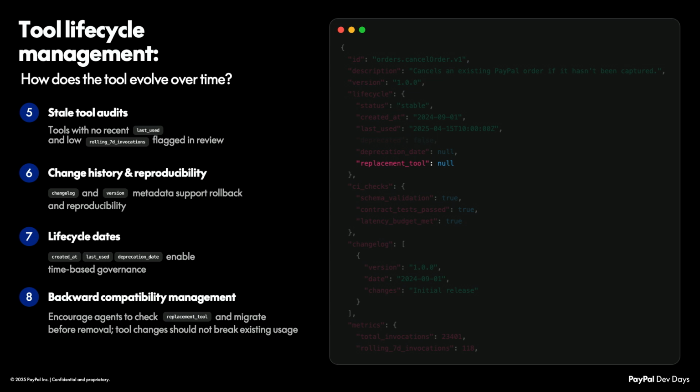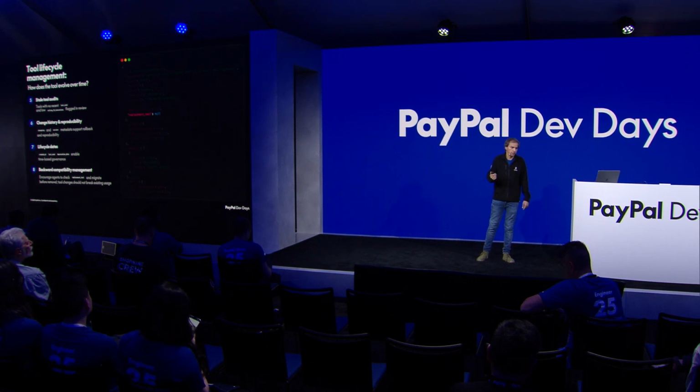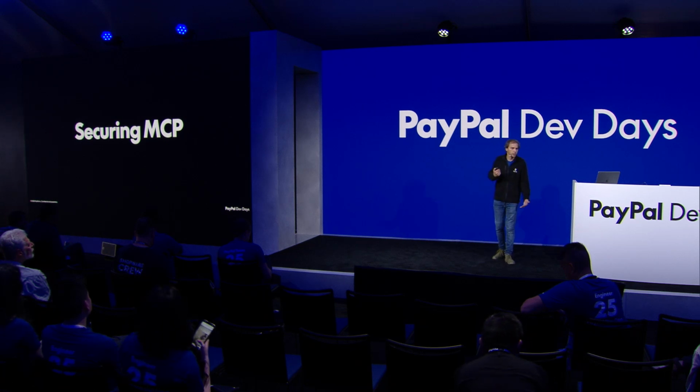So we want to be able to encourage agents to check the replacement tool before they are migrating, or before the migration happens, and then the removal is scheduled there. And the tool changes should not break the existing usage. You are actually chaining a bunch of tools together. So if there is any tool there that becomes backward compatibility problematic, then we want to have some kind of fallback mechanism there as well. So we have replacement tool identified here as a strategy. OK, so that sort of gives us some guiding principles around toolkit design.